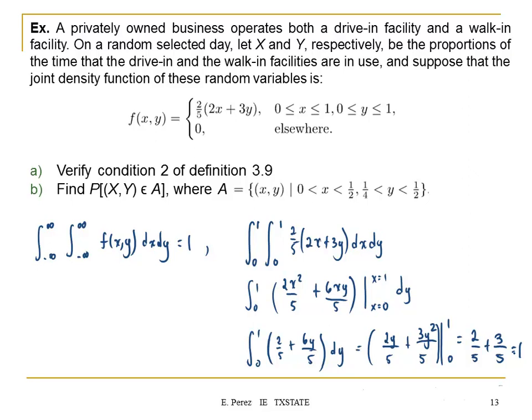So part B is asking, find the probability of x and y being in this subset or event A, where A is equal to x being within 0 and 1/2, and y is between 1/4 and 1/2. We need to find that probability. Any ideas of how to get that? Double integral of the function 2x plus 3y for those limits.